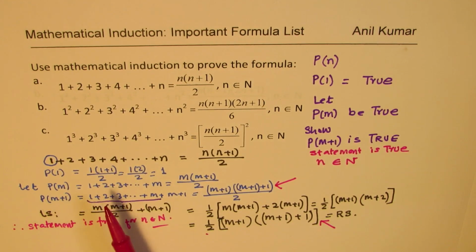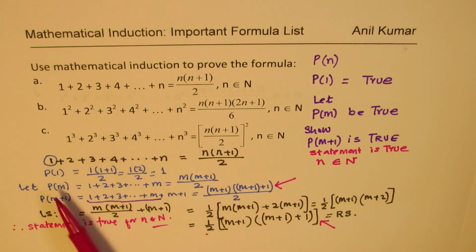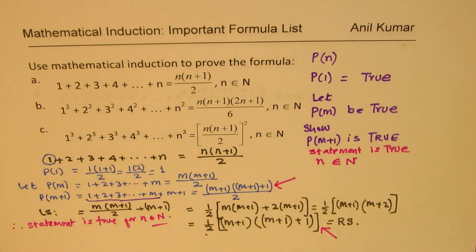Whenever you add a term here, the approach to solve any one of these will be exactly the same. You assume the first part of it, write that. Next part of it, write that. Add them and try to get the right hand side. And once you get the right hand side, your job is done. You've shown that this particular formula not only works for m, but m plus 1 also, and therefore it works for all natural numbers. Is that clear, right? Now with this in mind, let's move forward and take up the next question.